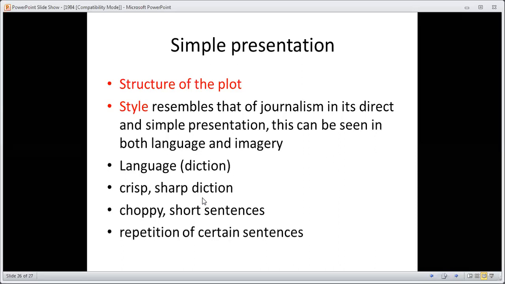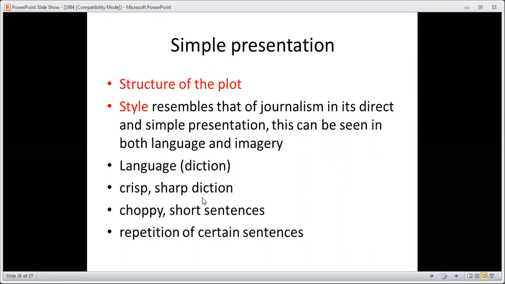Also, you will find that it is a choppy language. I mean, we don't have long sentences, long paragraphs. You will find that the whole sentences are short sentences. And this is why we call this type of language choppy. Choppy means that it has short sentences. And we have repetition.